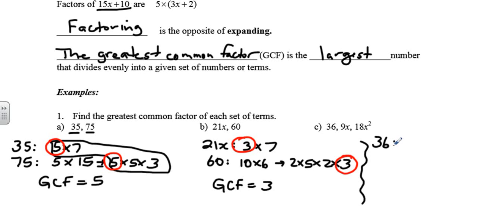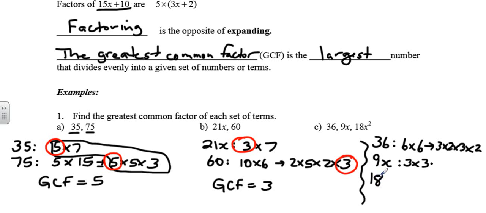Okay, so for 36, we've got 6 times 6, which is also the same as 3 times 2 times 3 times 2. Those are my smallest numbers. And then for 9x, we're going to have 3 times 3. The x doesn't really matter unless it's part of all of them, so we're going to deal with that in a minute. So 3 times 3, that's as simplified as it can be.